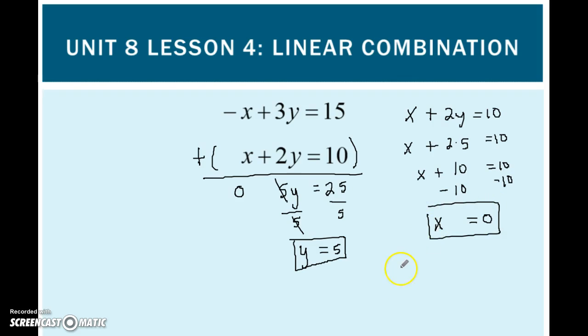So the solution is an ordered pair again. The solution is 0, 5. My x coordinate, 0, and my y coordinate, 5. So the solution to this system of equations is 0, 5.